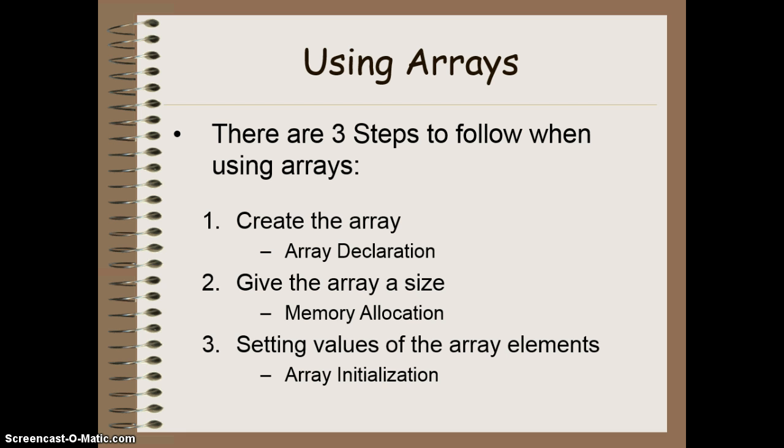So in order to use an array, you have to follow 3 steps. The first thing you have to do is tell Java that you're going to have an array. You create the array. This is called the array declaration. You then set aside a certain amount of memory that is going to be able to be used to store all of the data that you're going to require in your array. This is called memory allocation. And then finally, you want to give each element in your array a value. This is called array initialization.